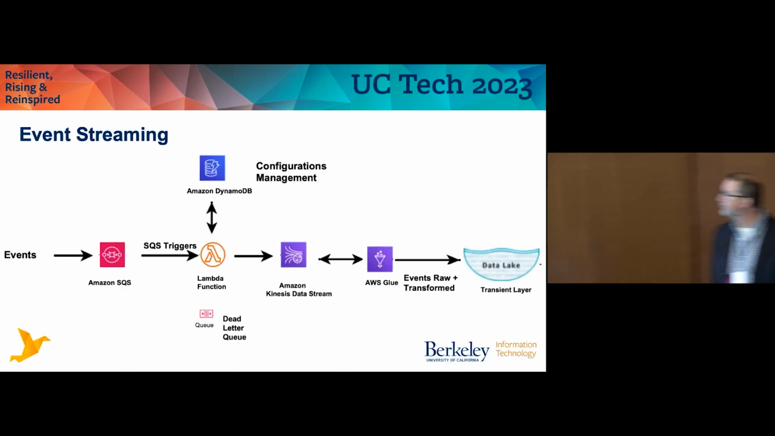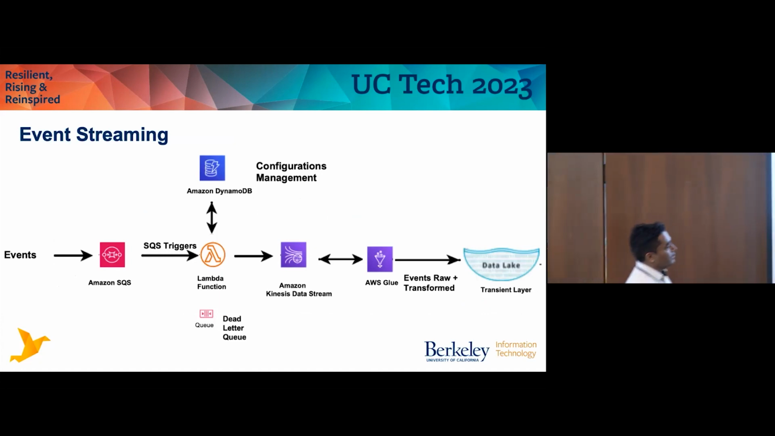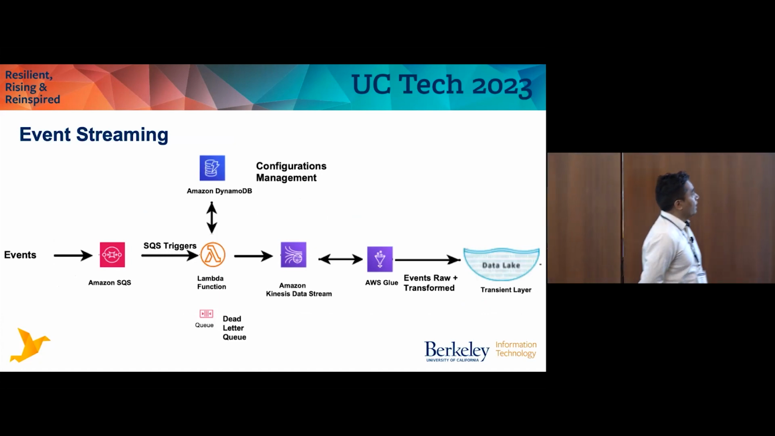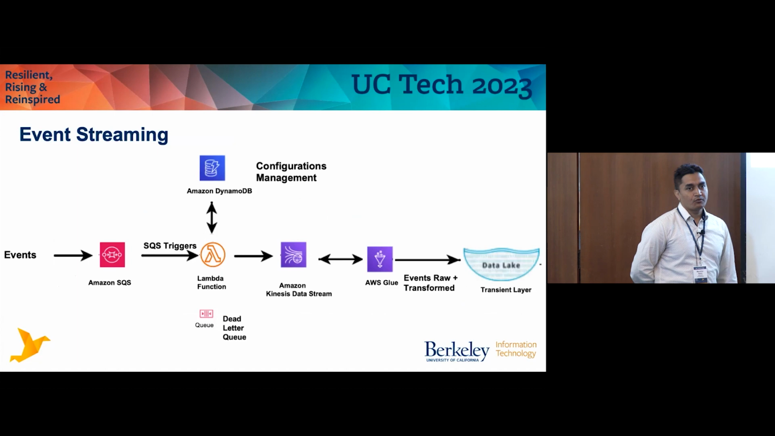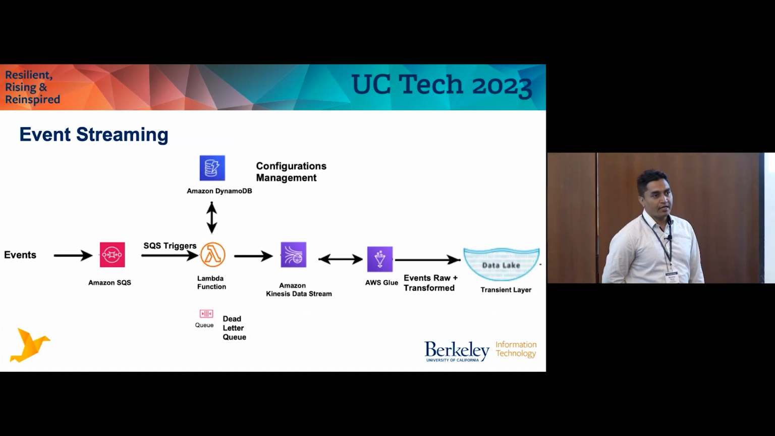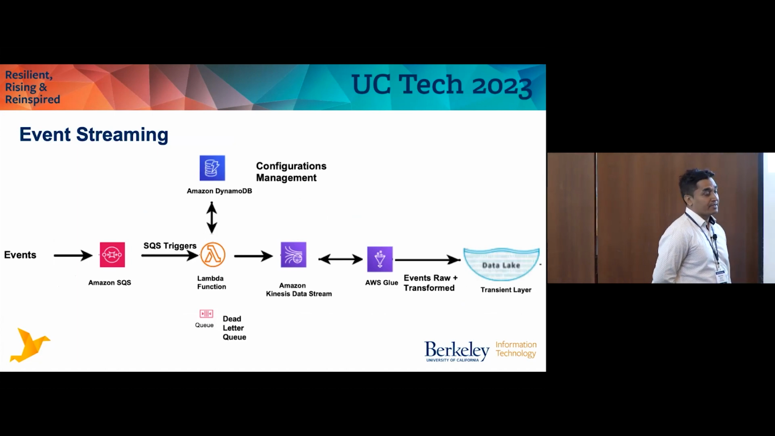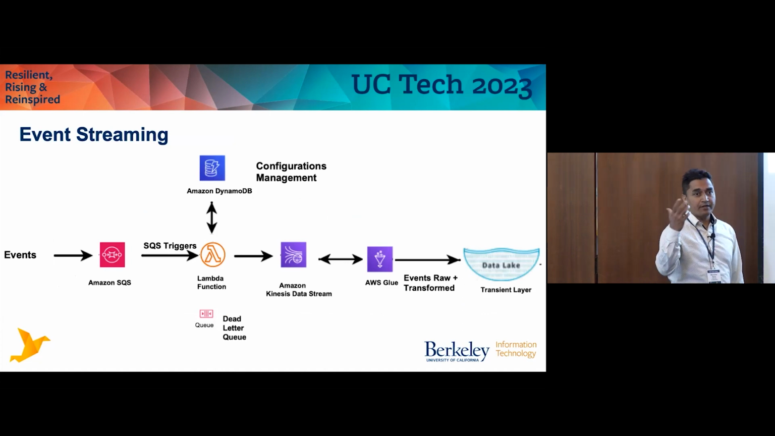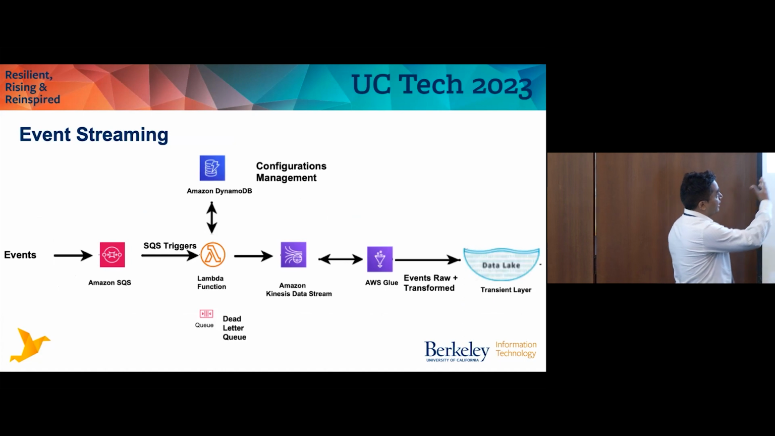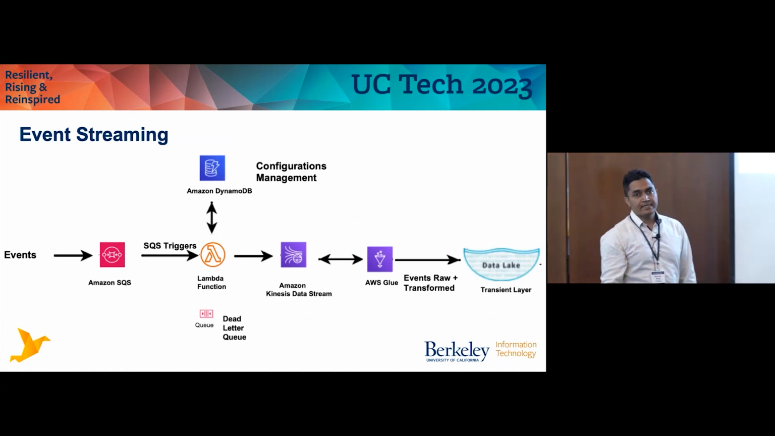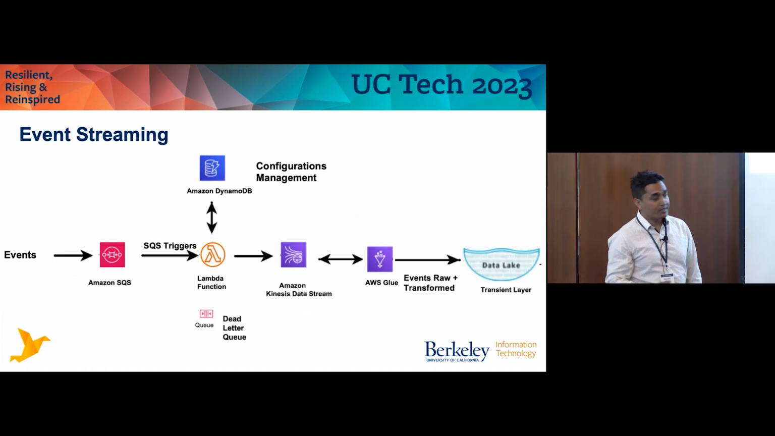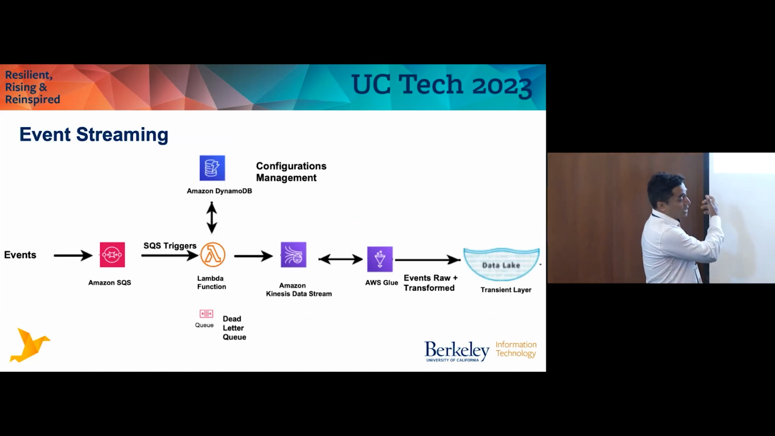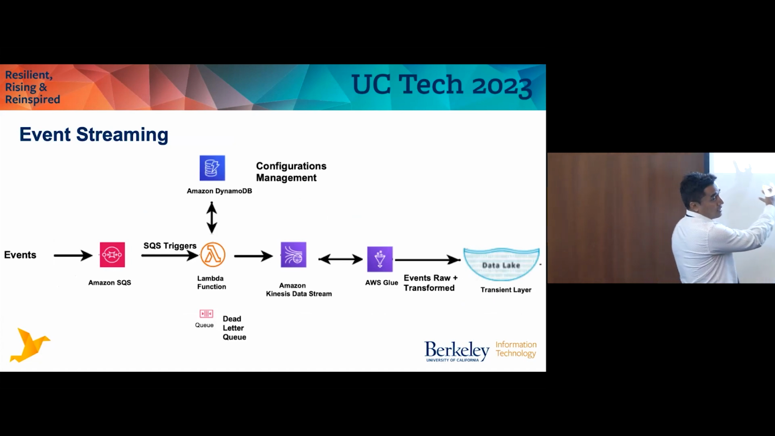Thank you, Danny. So this is our event streaming platform. We process around 3.5 million messages every day that come from the learning management system. All those events are published from the vendor source, and Amazon SQS, which is a messaging queue service, subscribes to those messages and gets them into our system.